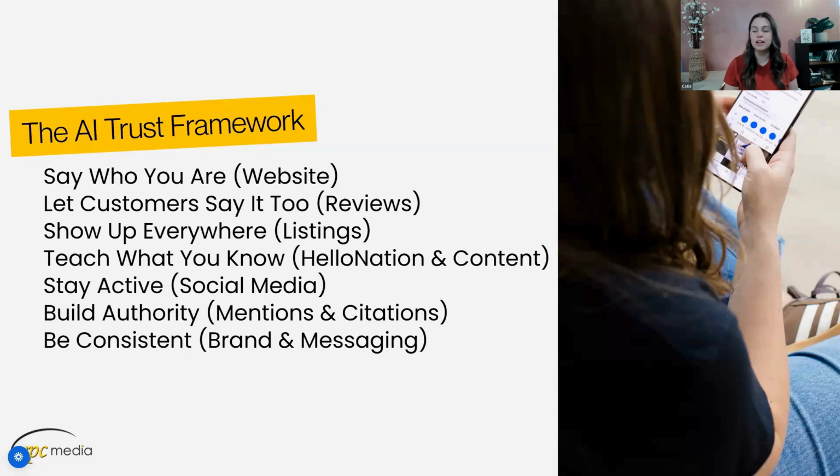Teach what you know, whether that's through a program like HelloNation, content that you build through your website, others' websites, and in partnerships. Staying active on your social media, building authority through mentions. And by that, I mean anywhere in your local community is great, mentions, and all of your local citations. So making sure for your industry, you're on your most important listings networks that you can be on. And then I think the biggest thing that you can take away is being consistent with your brand and your messaging. So the clearer that all is, the clearer it is going to be for the AI.